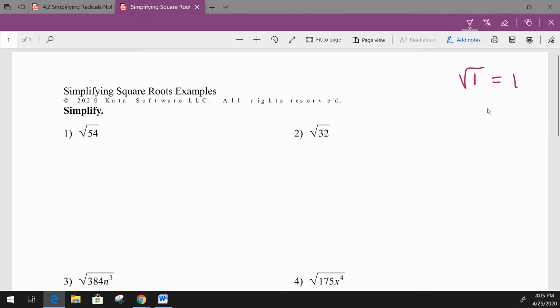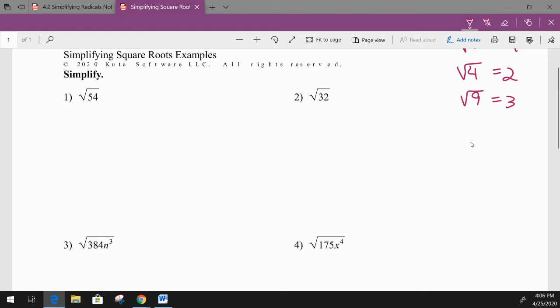The next perfect square would be the value of 2 squared. Well, 2 squared equals 4, which means the square root of 4 would equal 2. The next number, 3 squared, would be 9, so the square root of 9 would equal 3. After that, I would go 4 squared, which is 16, meaning the square root of 16 equals 4. The next perfect square would be 5 squared, which is 25, and the square root of 25 is 5.